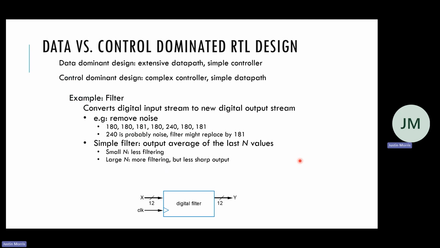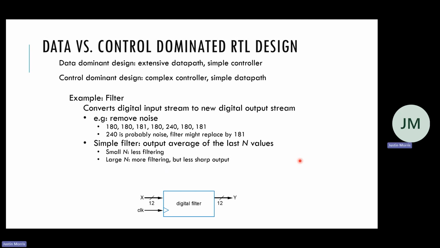All right, so for our high-level state machines, we sometimes have data or control-dominated RTL designs. So data-dominant designs is what you would expect. It's a very complex data path, but a very simple controller. And then there's also control-dominant designs with a complex controller, but simple data path.